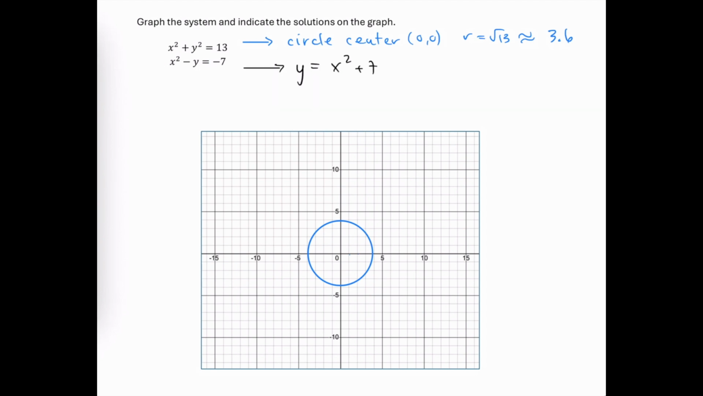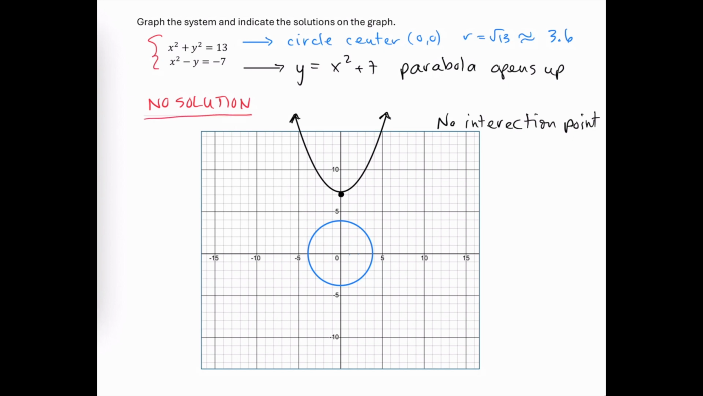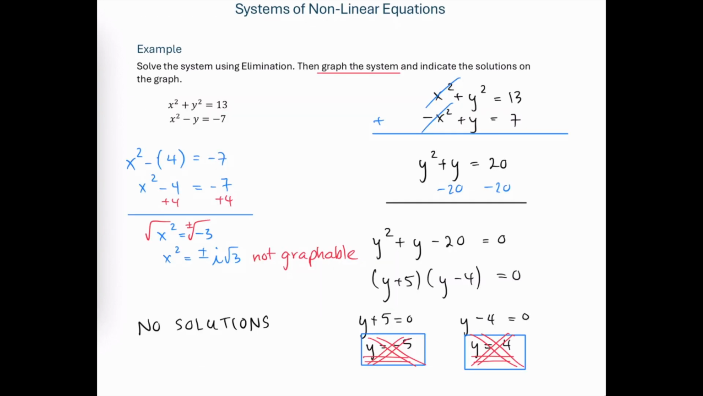So this second equation is a parabola that's opening up that's been shifted up 7 units. And while this graph isn't perfect, it's enough of a concept drawing to illustrate the fact that these two graphs do not intersect. So there is no solution to this system. And when we tried to find those solutions algebraically, we kept getting kicked into the imaginary numbers.